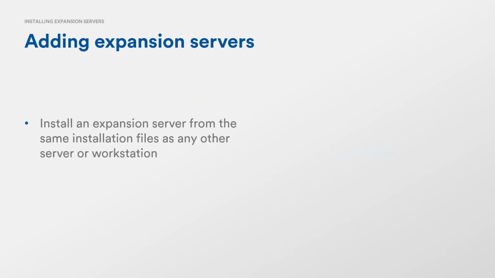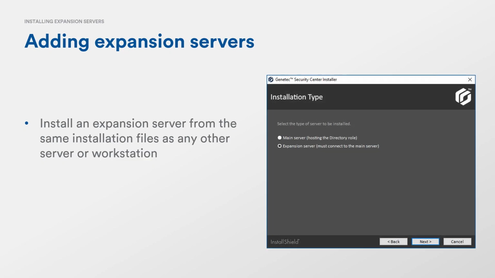There's no distinction between the client software installer and the server software installer. They're all installed from the same single download package. During the installation of your expansion server, the installer will ask you if you're installing a new main server or an expansion server. Be sure to select expansion server. No additional licenses are required to add expansion servers to your system. We license entities like cameras, readers, or license plate recognition units. The number of servers in your system is not a licensable option.